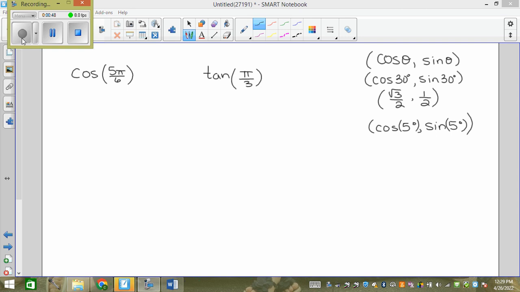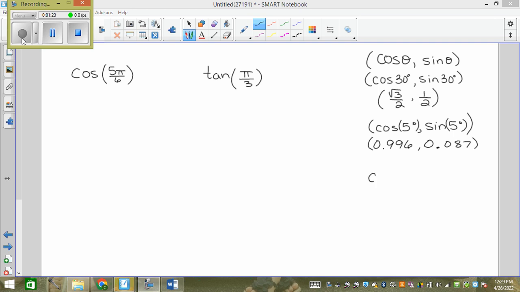So what mode do we need to be in when we go to press sine, cos, or tan, or second sine, second cos, second tan? We have to stop ourselves and say, what mode do I need to be in? Oh, it's degrees. So for 3 decimal places, what am I going to get? 0.996. And then sine of 5 degrees: 0.087.